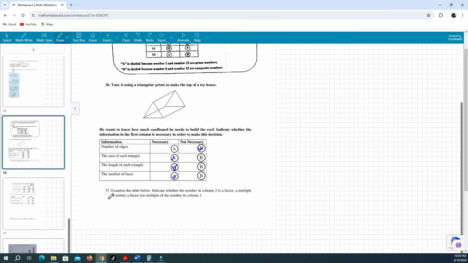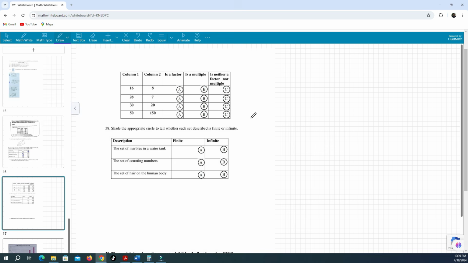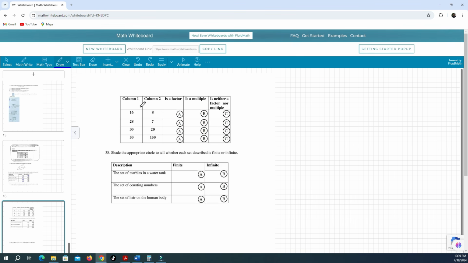So here's 37. Examine the table below, indicate whether the number in column 2 is a factor, a multiple, or neither a factor nor multiple of the number in column 1. Okay, let's see how this works out. If it's a factor, it means it can be divided by the number without leaving any remainder. So I am seeing where 8 can go into 16, so I'll say it is a factor. So I'll take B for this one.